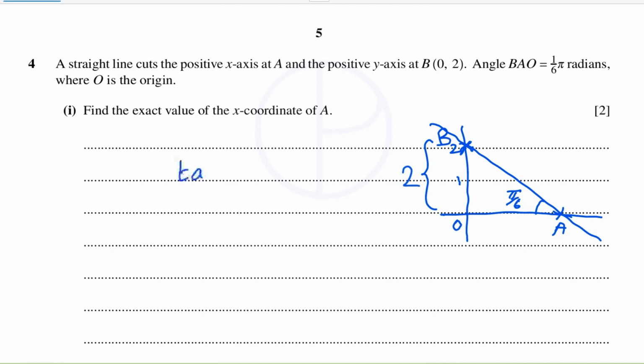So tan of pi over 6 equals 2 divided by OA. Make OA the subject. OA is equal to 2 divided by tan pi over 6, which is equal to 2 square root of 3. So the x-coordinate of A is 2 square root of 3.